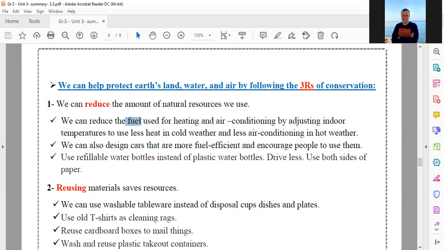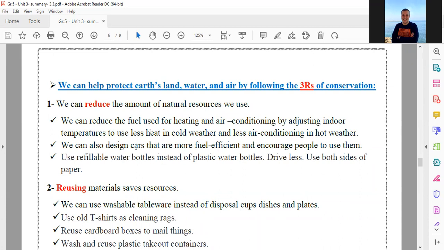We can reduce the fuel used for heating and air conditioning by adjusting the indoor temperatures to use less heat in cold weather and less cold air in hot weather. So this is the AC, the air conditioner, it can be hot in the winter and it can be adjusted to cold air in the summer. So can we adjust it to use it less than what we use right now?